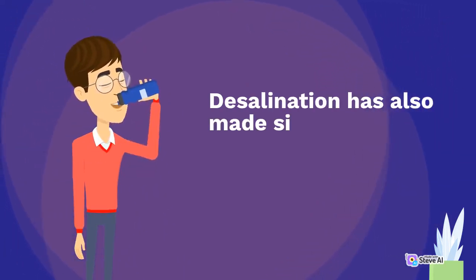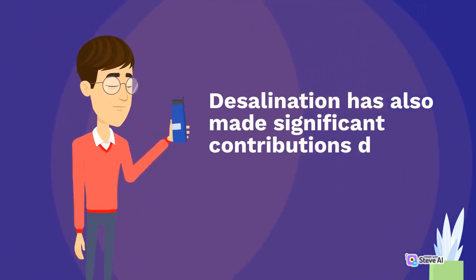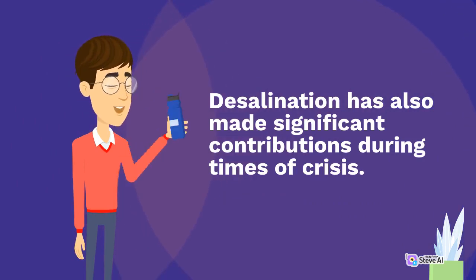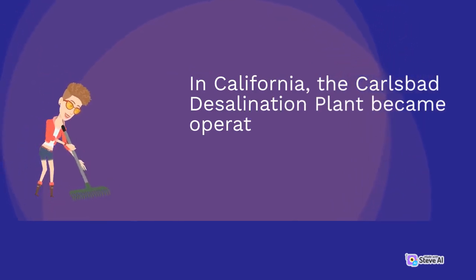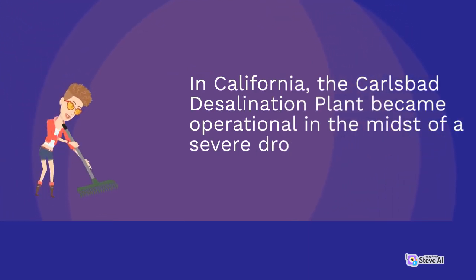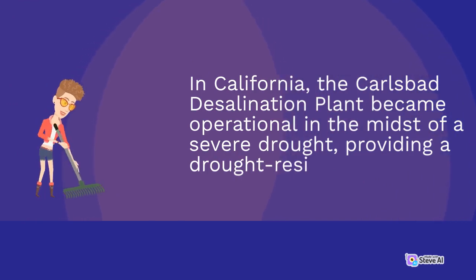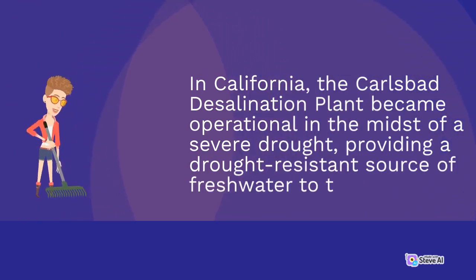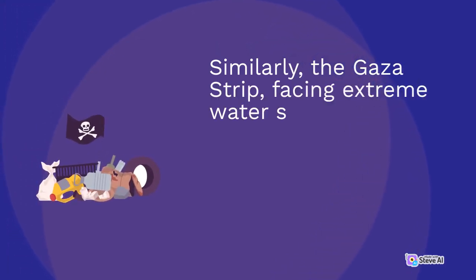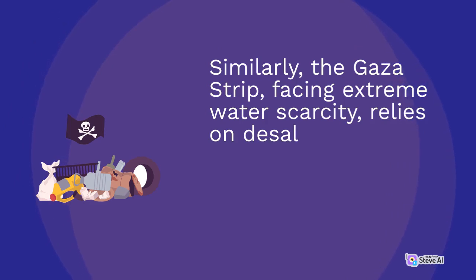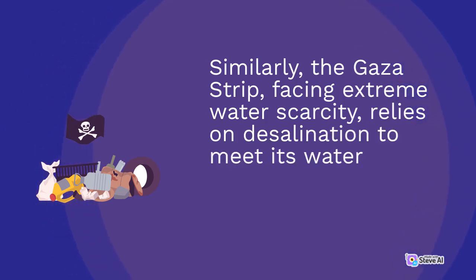Desalination has also made significant contributions during times of crisis. In California, the Carlsbad desalination plant became operational in the midst of a severe drought, providing a drought-resistant source of fresh water to the region. Similarly, the Gaza Strip, facing extreme water scarcity, relies on desalination to meet its water needs and improve public health.